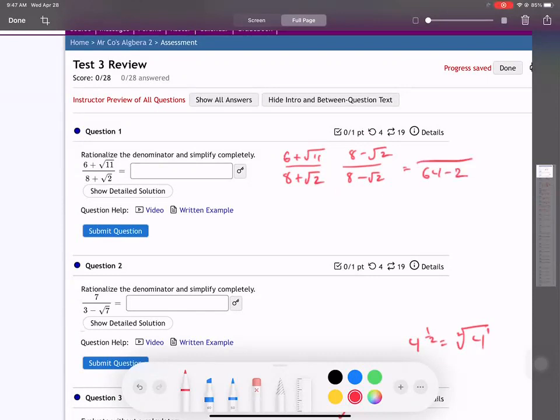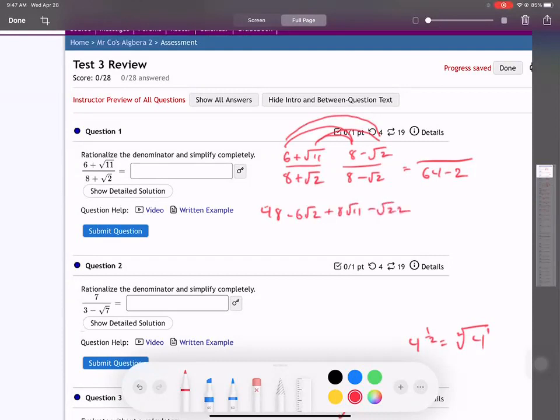If you want, I'll multiply it. 6 times 8, 6 times square root of 2, then square root of 11 times 8, and then square root of 11 times square root of 2. So I'm going to write that over here. 6 times 8 is 48, minus 6 square root of 2, plus 8 square root of 11. And square root of 11 times square root of 2 is square root of 22.